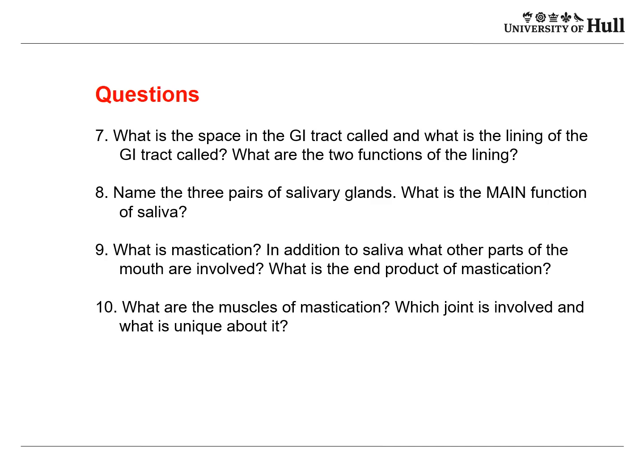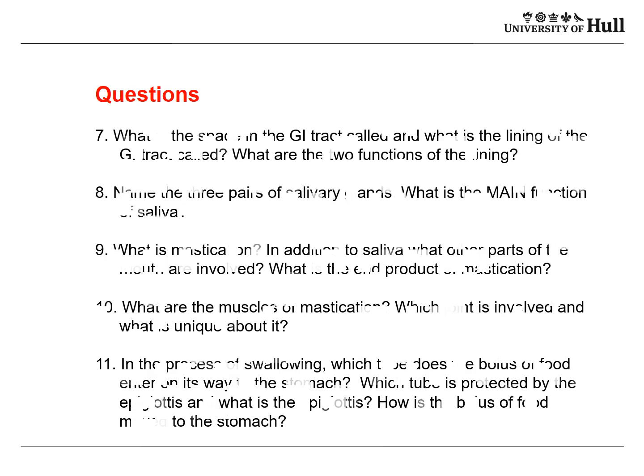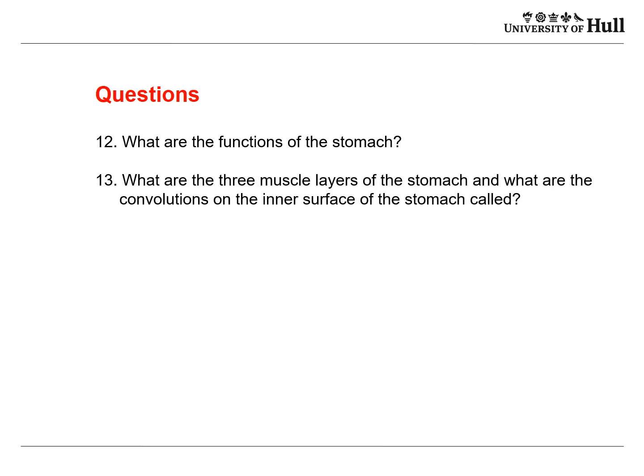10. What are the muscles of mastication? Which joint is involved and what is unique about it? 11. In the process of swallowing, which tube does the bolus of food enter on its way to the stomach? Which tube is protected by the epiglottis and what is the epiglottis? How is the bolus of food moved to the stomach? 12. What are the functions of the stomach? 13. What are the 3 muscle layers of the stomach and what are the convolutions on the inner surface of the stomach called?